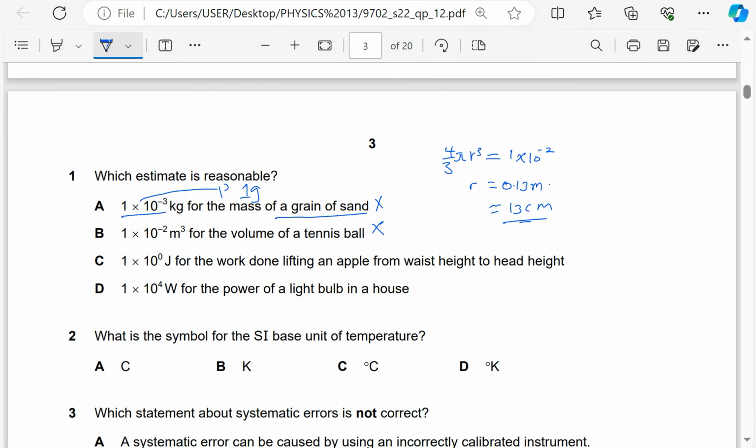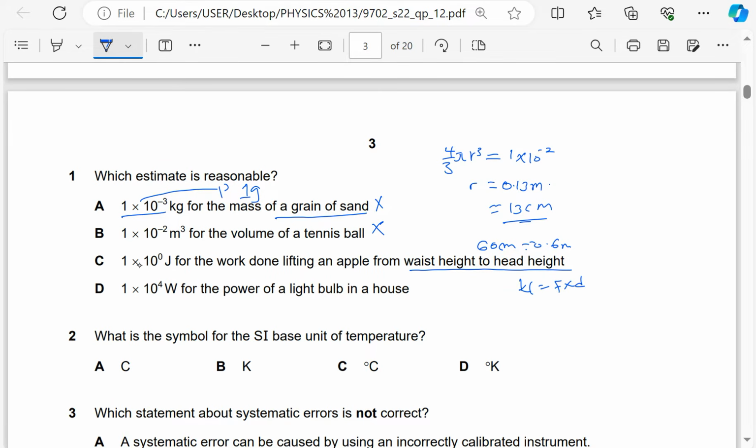Then 1 times 10 to the power of 0 joules for work done lifting an apple from the waist height to the head height. So from the waist height to the head height, I can say it is approximately, depending on how tall you are, approximately 60 centimeters or 50 centimeters. I'll take 60 centimeters, which is 0.6 meters. That is the height or the distance. And the work done is equal to force times distance.